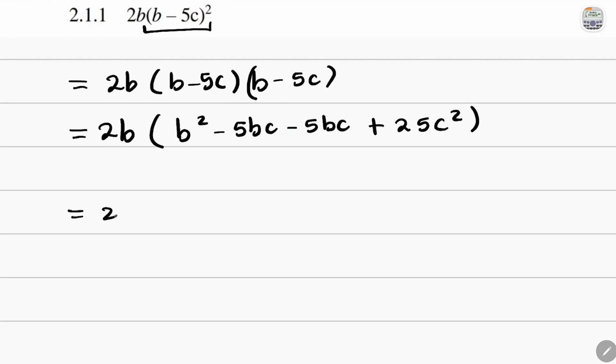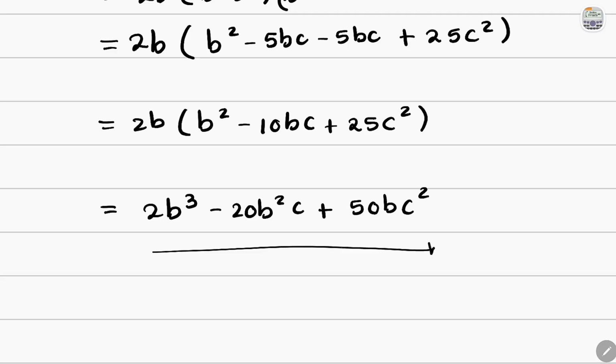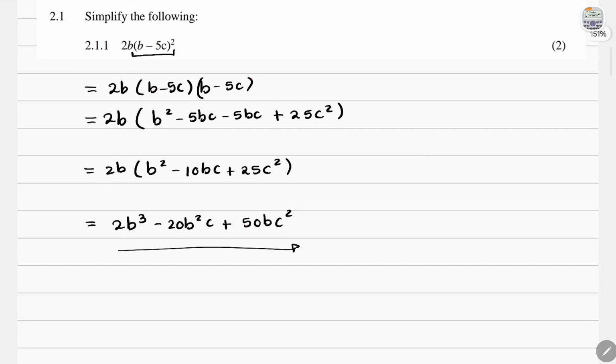Okay, so before distributing in, just simplify those, to put your like terms together. So we have b squared minus 10bc plus 25c squared. And now we can distribute in. So that multiplies to become 2b to the power of 3. That multiplies to become negative 20b squared c. And then that gives us positive 50bc squared. And that is our answer. Moving on to the next question.